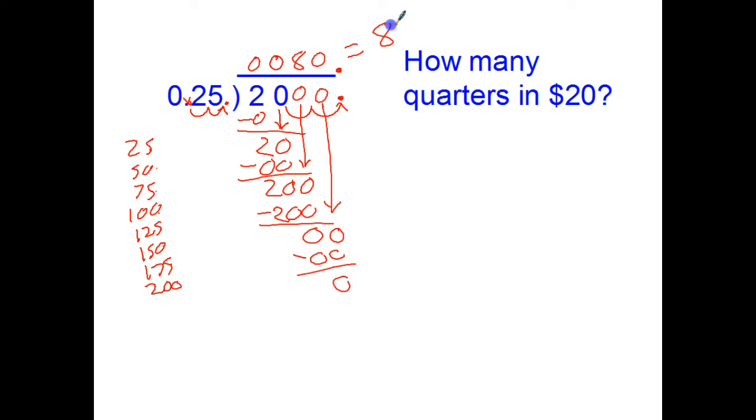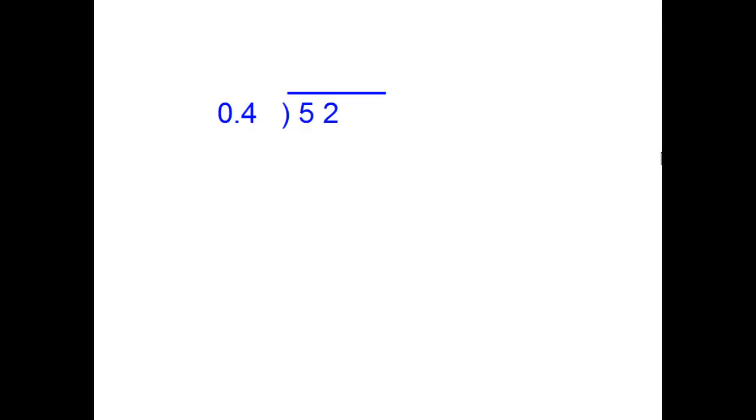And my answer would be, it would take 80 quarters to make $20. And that makes sense to me because I've rolled quarters before, and I know that there are 40 quarters in one of the $10 rolls.